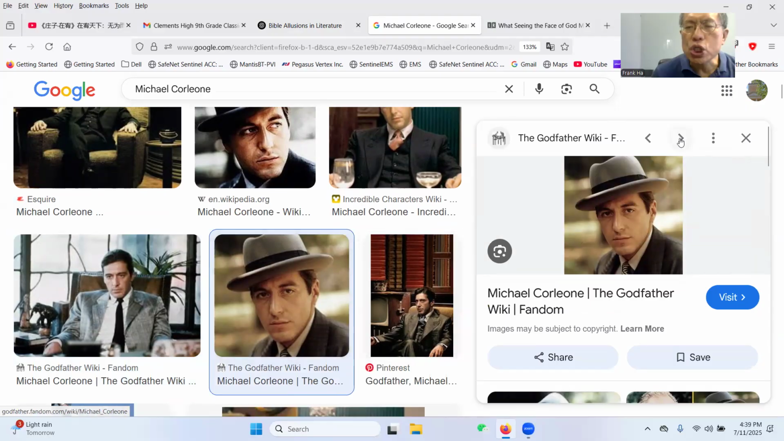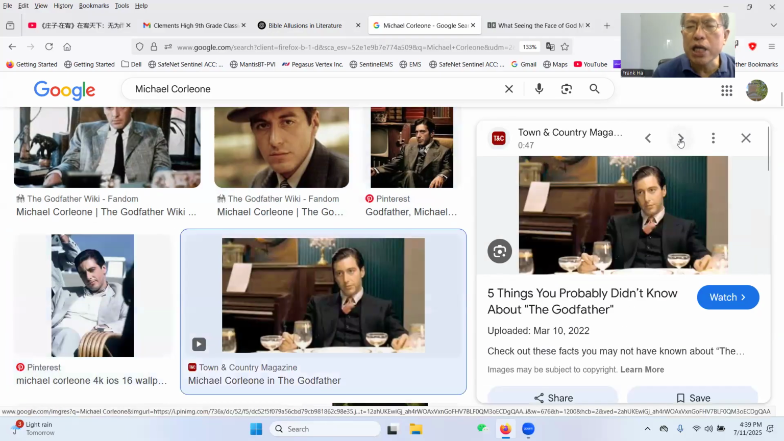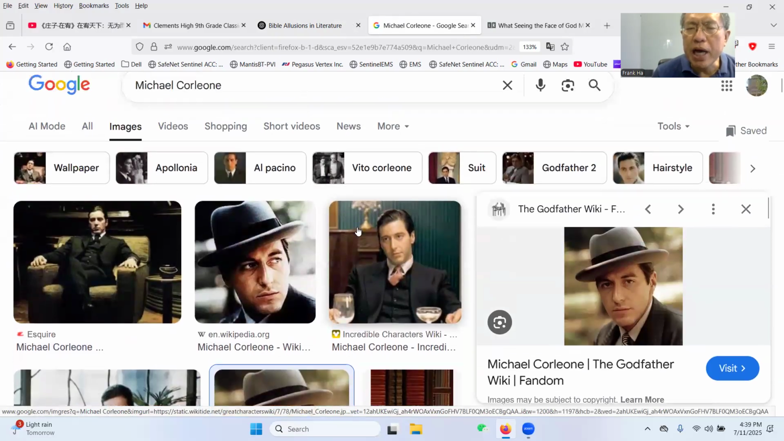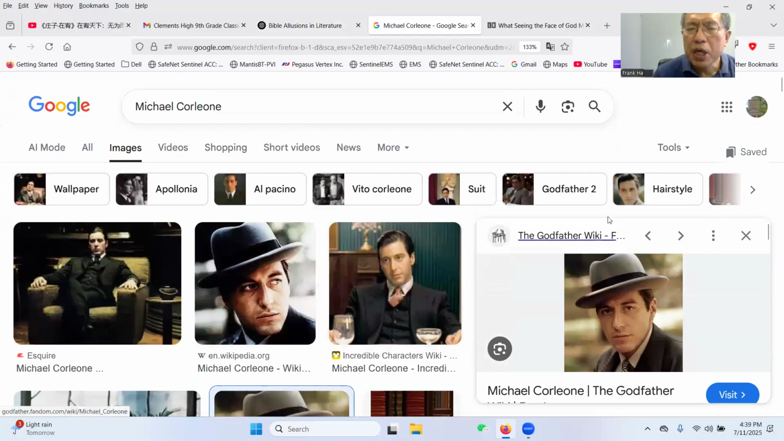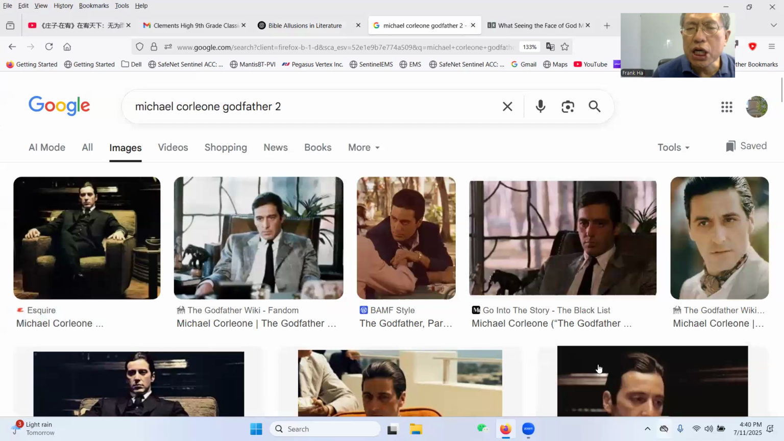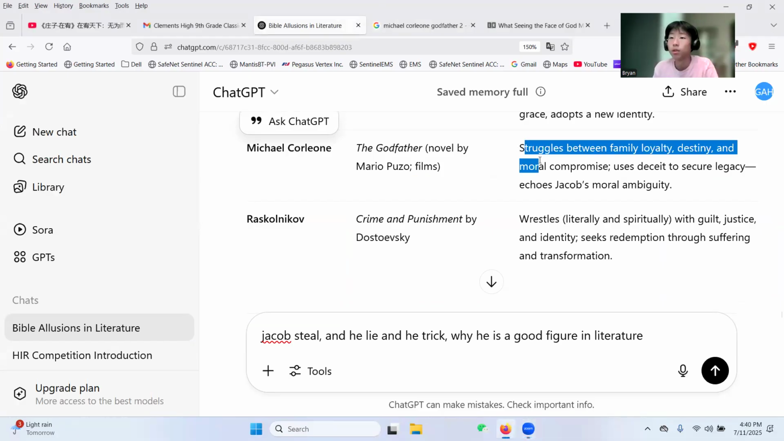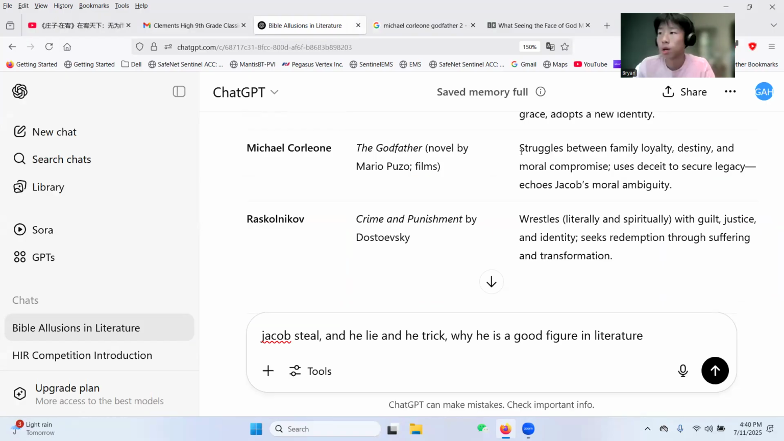Yep. So you can understand so much about American history, like the Kennedy family and other families I don't want to mention. Godfather #1, and Godfather number 2 is inappropriate for children, but I don't treat my wonderful students as children. No, read it, go. Struggles between family, loyalty, destiny, and moral compromise. Uses this side to secure legacy. Echoes Jacob's moral ambiguity. So yeah, his father is a godfather and he becomes a godfather.